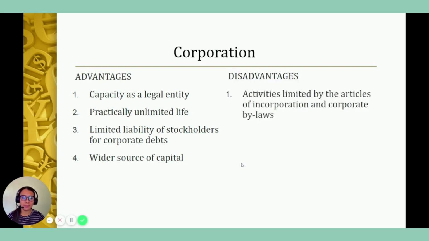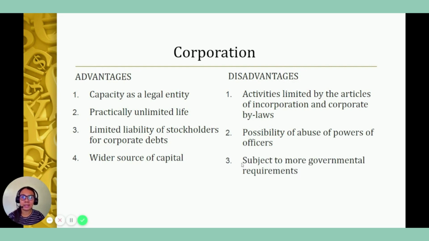The disadvantages would be activities are limited by the articles of incorporation and corporate bylaws. They always have to adhere with what is written in the articles of incorporation. There is possibility of abuse of powers of officers, and it is subject to more governmental requirements.